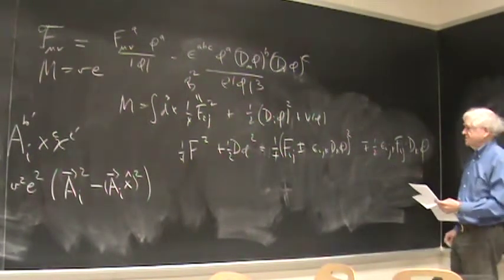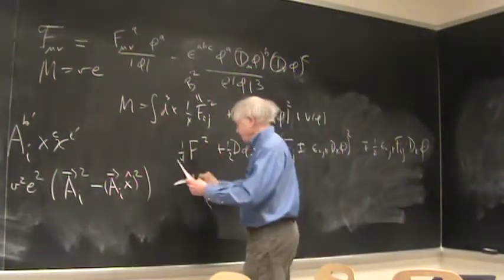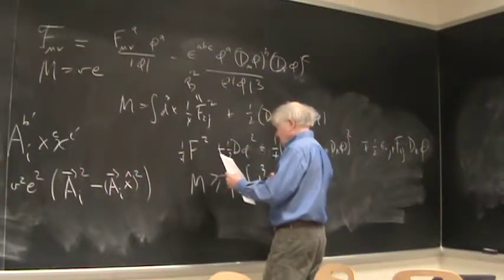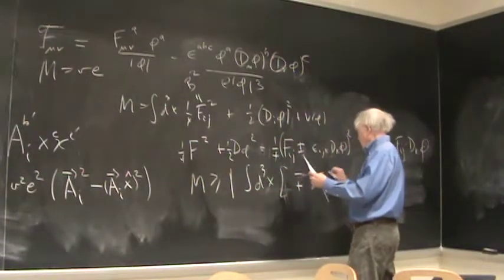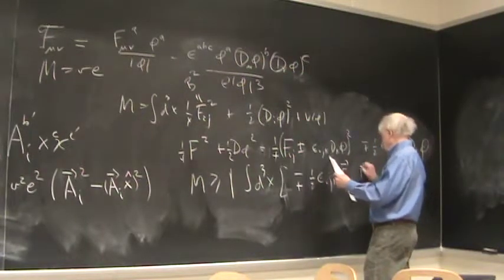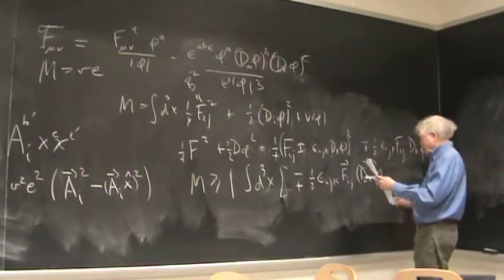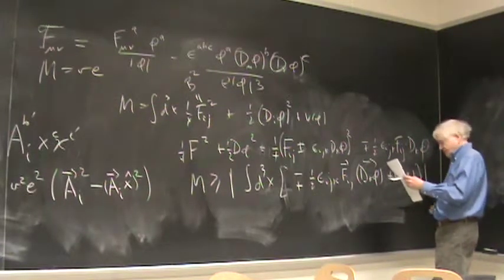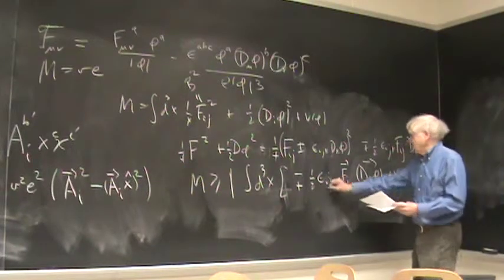Okay, so this is just arithmetic, but then you can show that M is greater than or equal to the absolute value of the integral d cubed x of minus or plus a half epsilon ijk f_ij flavor dotted into D_k of phi, plus V of phi. Absolute value. And then there's something tricky done.